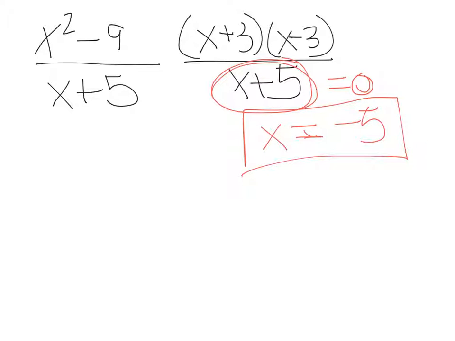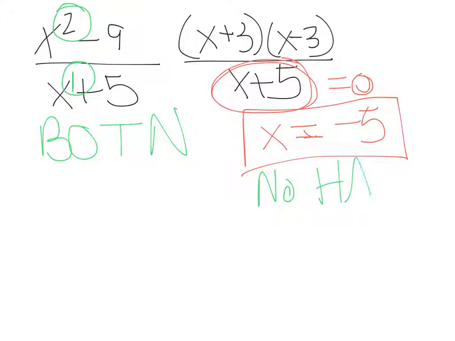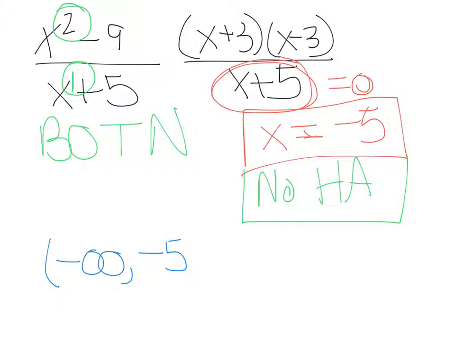If I go back, the power of the top one is a square. The power of the denominator is a 1. So this is a bigger power on top, than the bottom. So there are no HA, no horizontal asymptotes. And the last question says to state the domain. So we know that x cannot be negative 5 because that is my vertical asymptote. So the smallest thing I can be is negative infinity. And I'm going to travel along until I get to negative 5. And I'm going to jump over negative 5 and keep going along my merry way all the way to infinity.